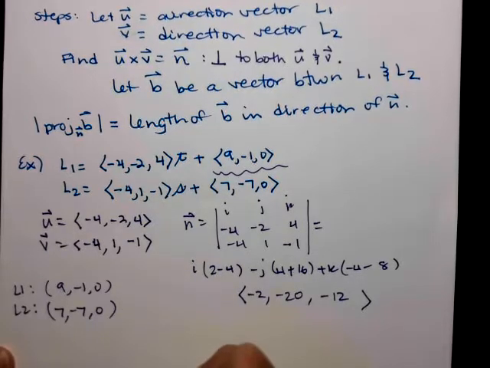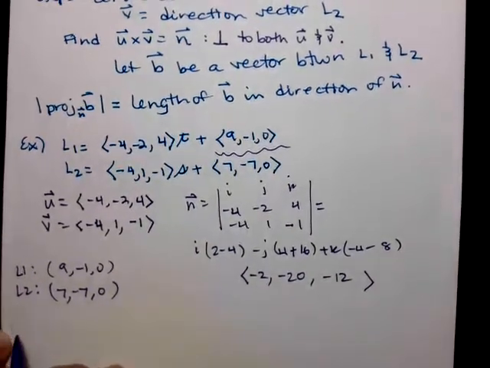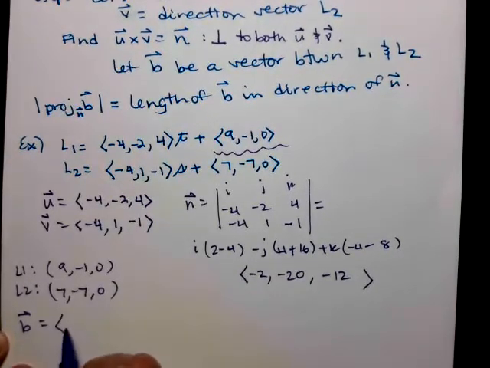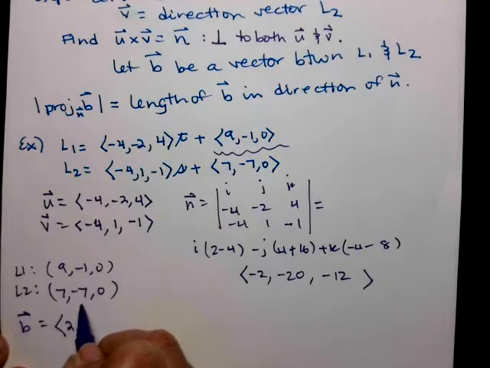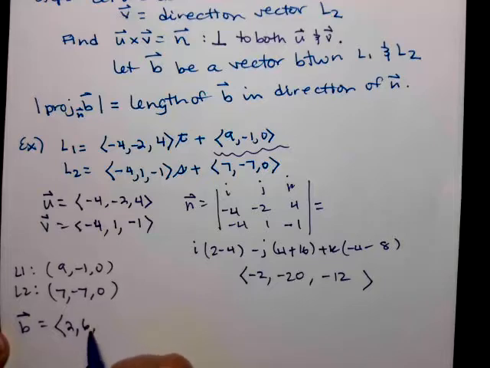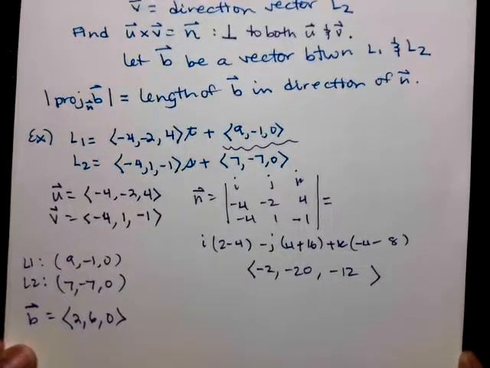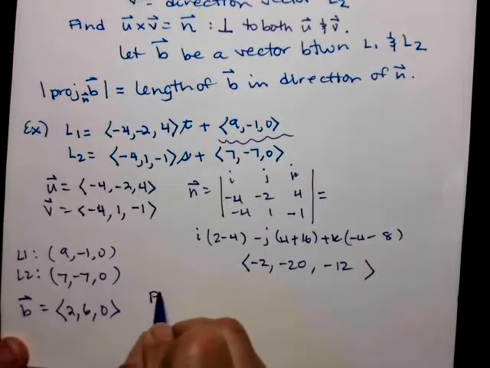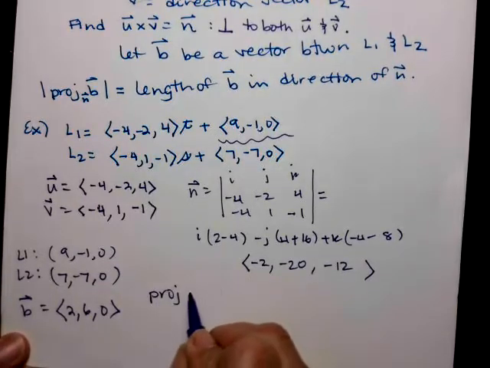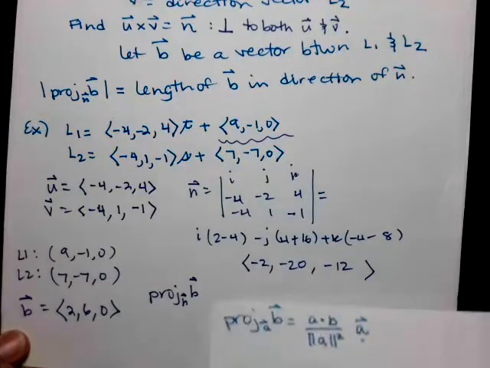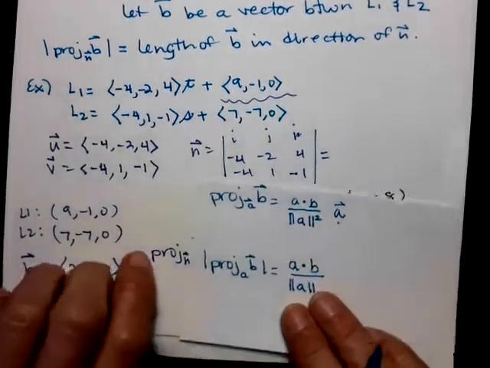So let's find the vector between those two lines. Okay, so vector B: 9 minus 7, negative 1 minus negative 7, so that'll be negative 1 plus 7, and 0 minus 0. Okay, so there's my vector B. So what is the projection of B onto N?